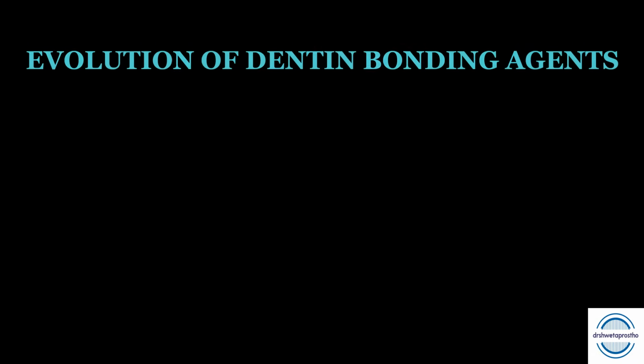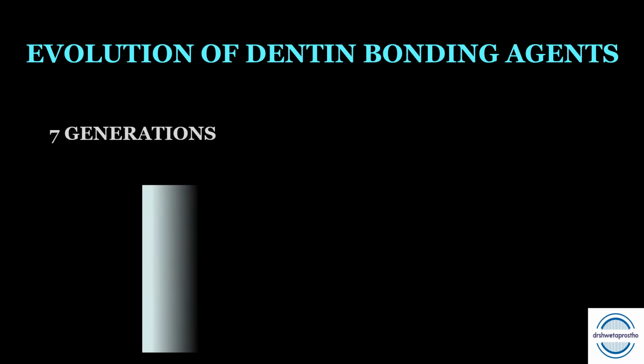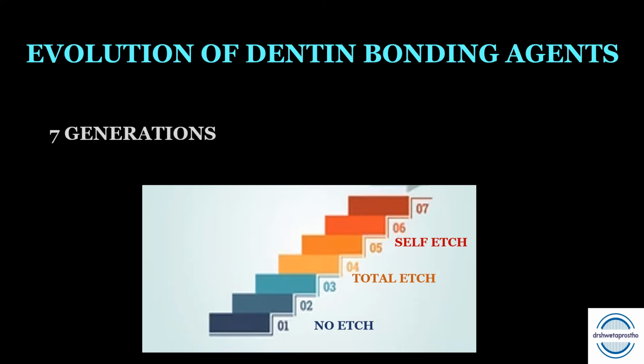Evolution of dentine bonding agents. This evolution has occurred from the no etch technique to the total etch and now the self etch. So based on this, there are 7 generations. Let us discuss them one by one.